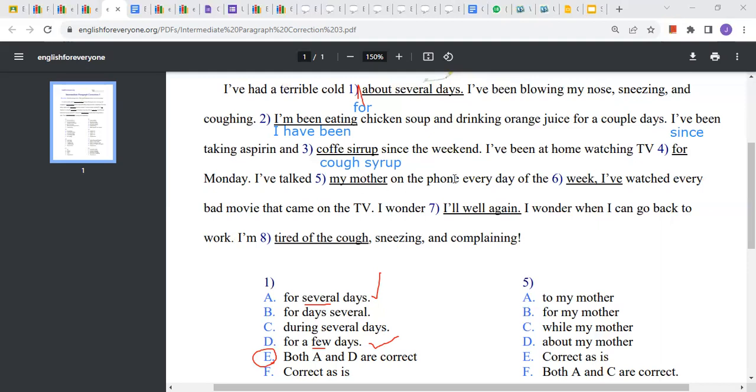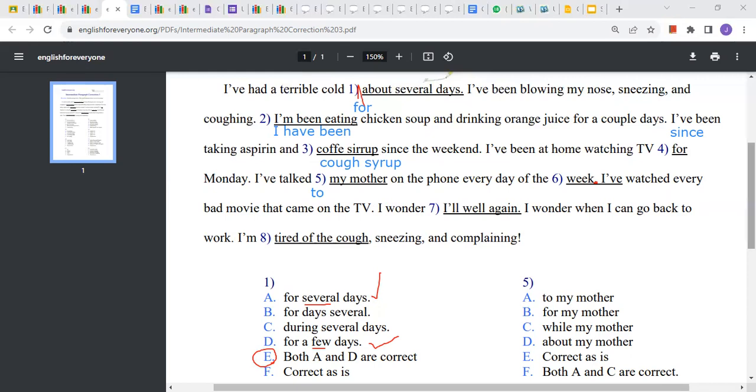I've talked my mother on the phone every day of the week. What is missing? I've talked to my mother on the phone, good, every day of the week. I've watched every bad movie that came on the TV. What's the mistake here? Instead of the comma, we want a period, a full stop. I've watched every bad movie that came on the TV. I wonder, I'll well again.